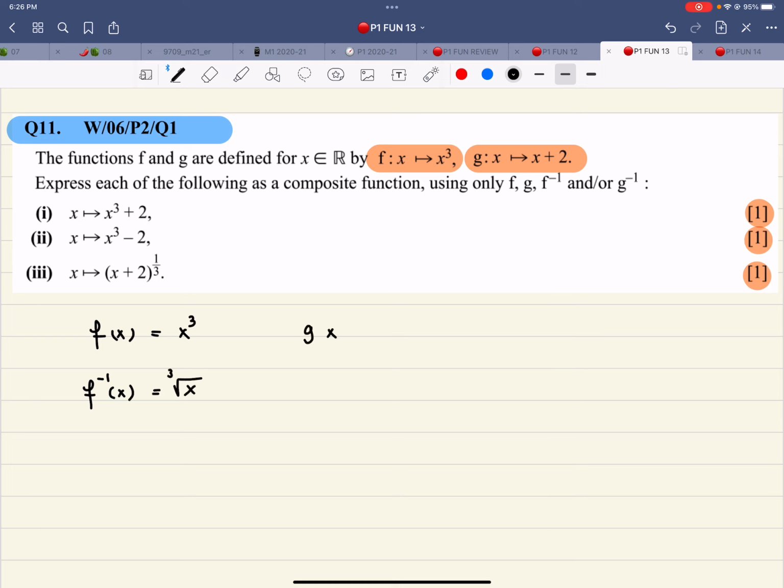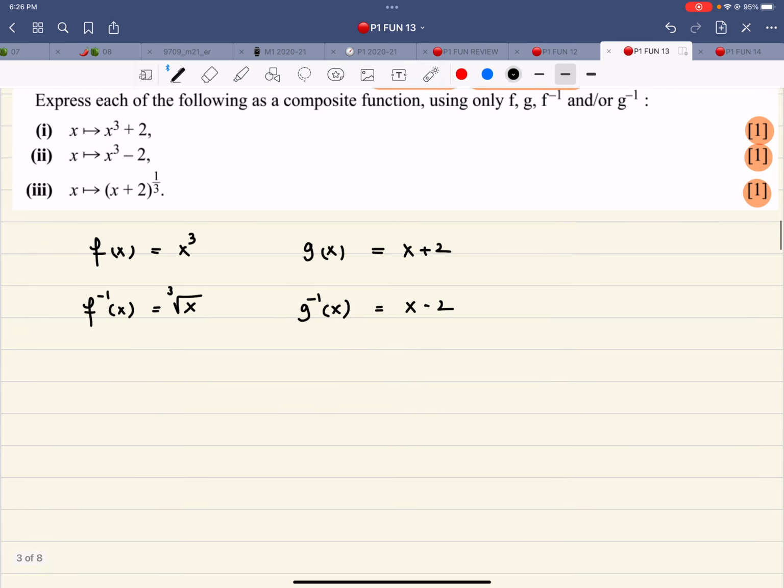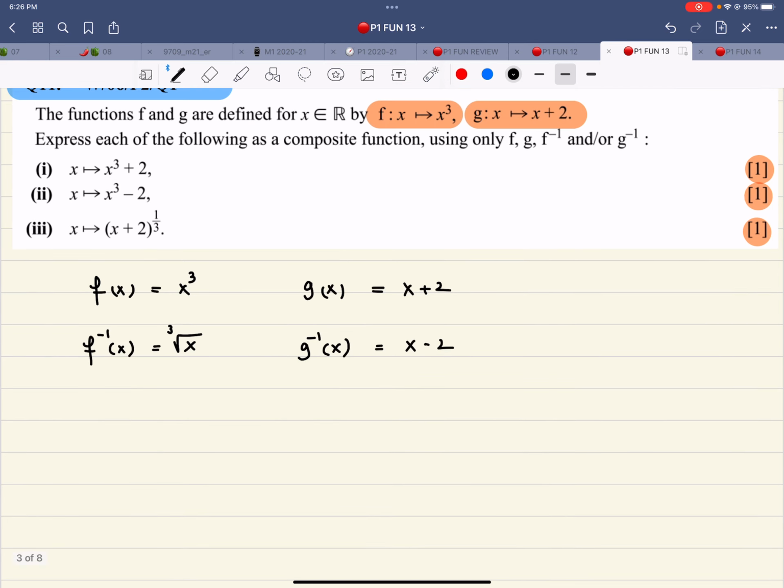g(x) is x plus 2. Therefore, g inverse would be subtraction of 2. These are the 4 basic ones. Now, x cube plus 2: basically you have something like this, and this x is replaced with x cube. Got the idea? So now the first thing is this x is replaced with this x cube.